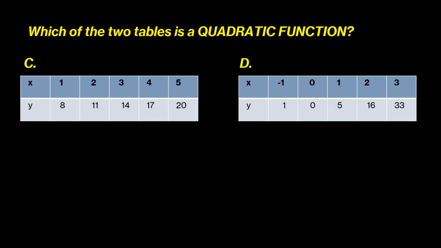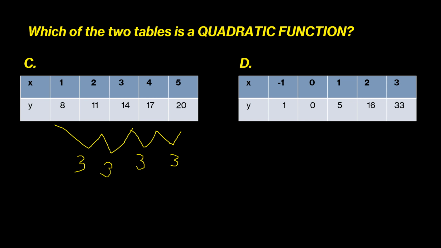Okay, another example. Which of the two tables is a quadratic function? Let's check. You subtract 20 minus 17 is 3. 17 minus 14 is 3. 14 minus 11 is 3. And 11 minus 8 is 3. So the first differences are already equal. So this is not a quadratic function, but it's obviously a linear function.